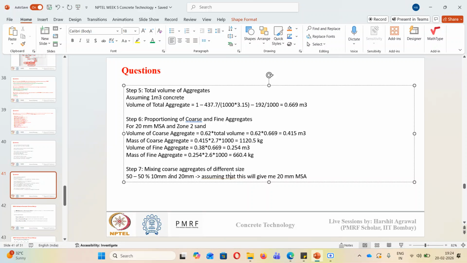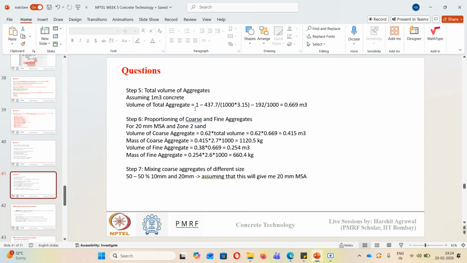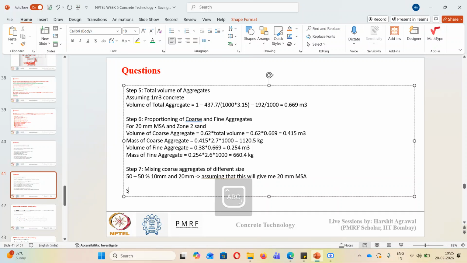For actual calculation you need to have the sieve analysis data for both 10 and 20 mm single sized aggregate, so that you can see what percentage combination of these two will give 20 mm nominal aggregate size. For that we need to do sieve analysis again and again for varying proportions to check the value that is coming out. Now we have mass of water, mass of cement, and mass of coarse aggregate. In coarse aggregate also we know the 10 mm and 20 mm percentages, and we know the mass of fine aggregate. Now the final step, step 8, is the water correction.